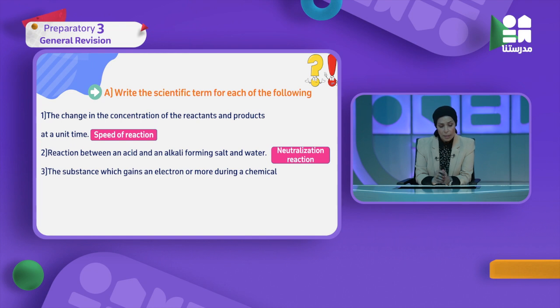Third question: substance which gains an electron or more during chemical reaction. The substance, not the process. Be careful here, we rush a lot and write the process. No, here it asks for the name of the substance that gains the electron during chemical reaction. I know that you know it. What is it? Of course it is the oxidizing agent, which takes the electron during chemical reaction.